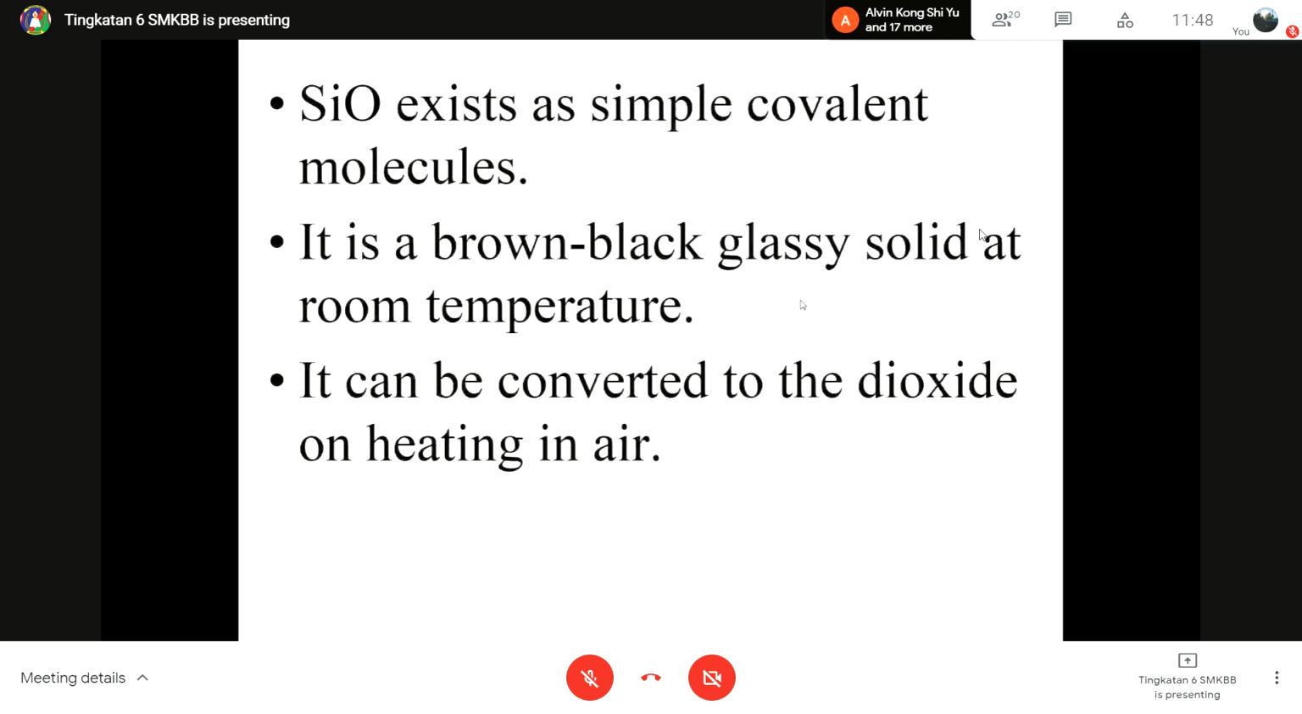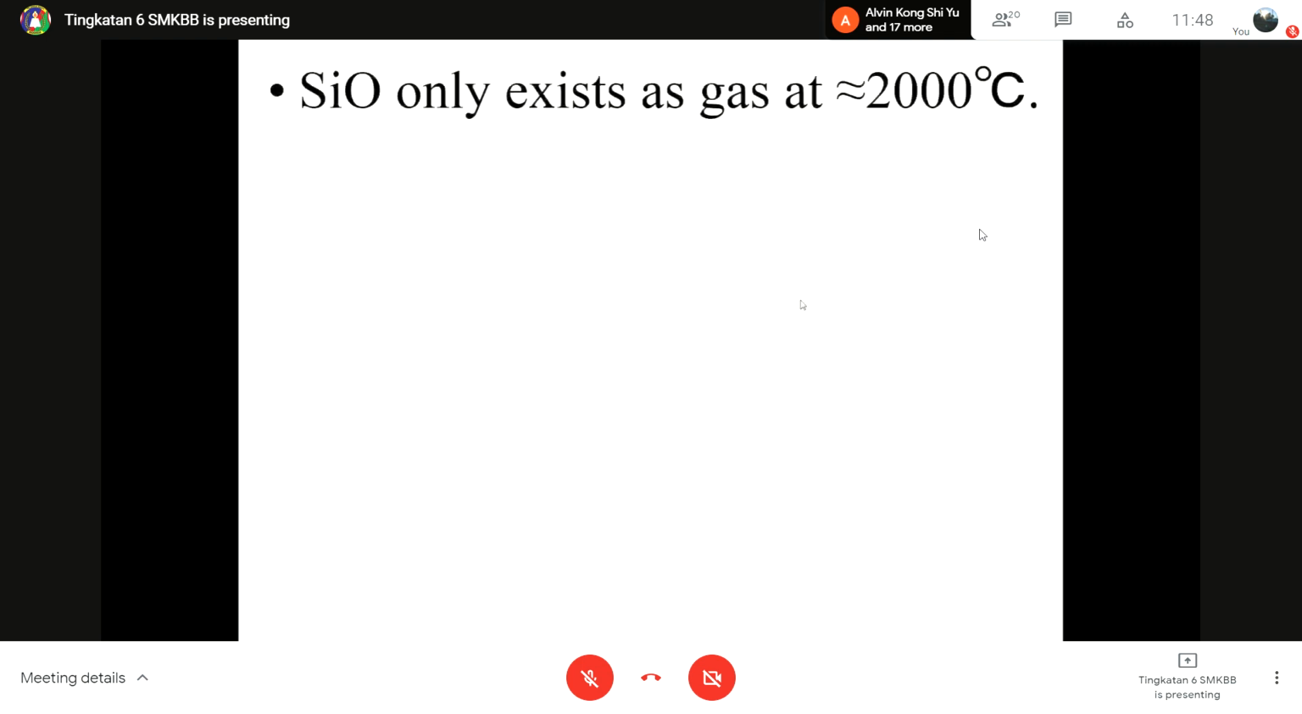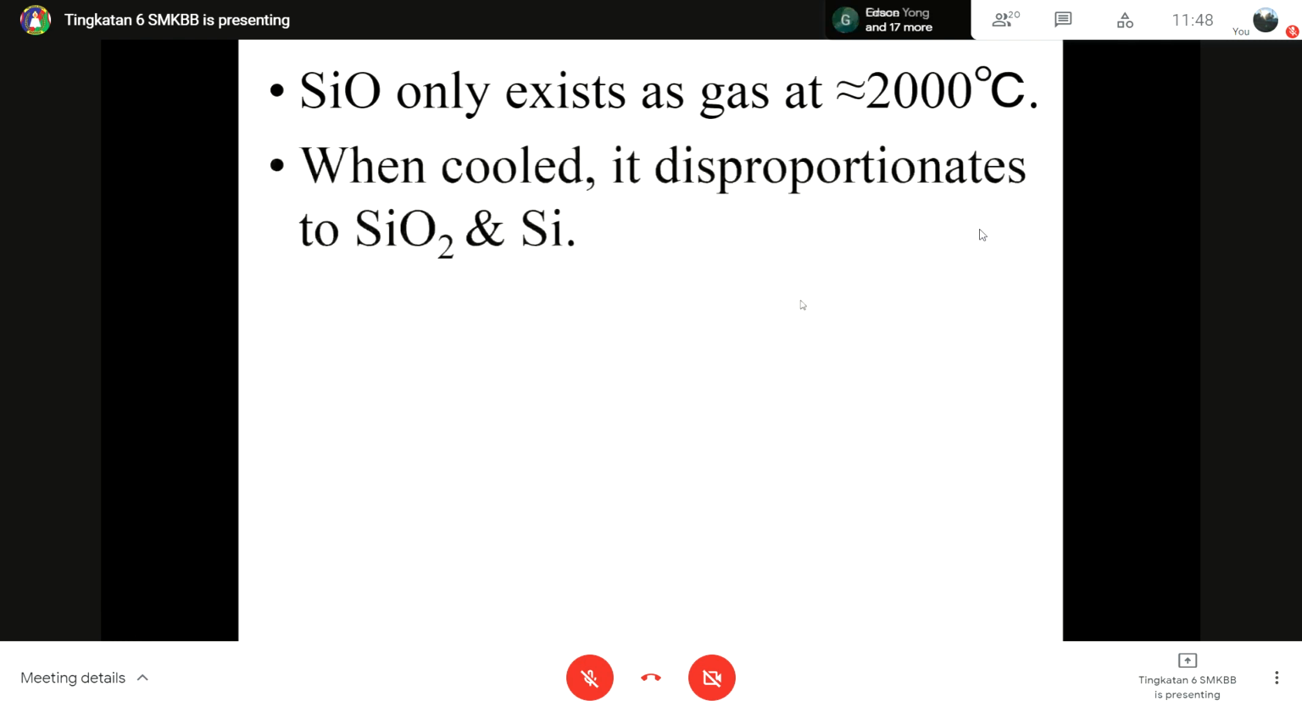Now if you want silicon monoxide as a gas, it must be at a very high temperature. In other words, you may imagine its boiling point is over 2000 degrees Celsius. If you cool your SiO from that hot gas temperature, it will disproportionate back to SiO2 and Si. That means when it is very hot and you let it cool, it becomes a mixture of silicon dioxide and silicon metal.